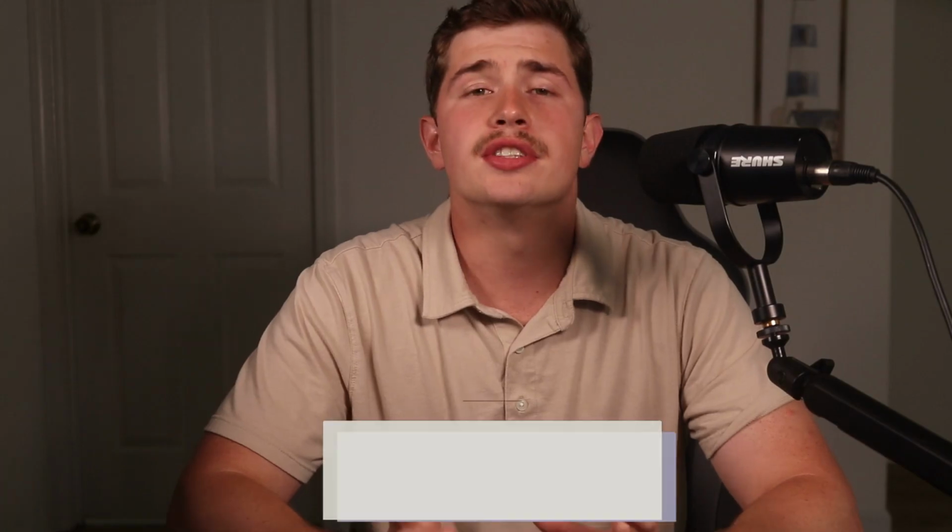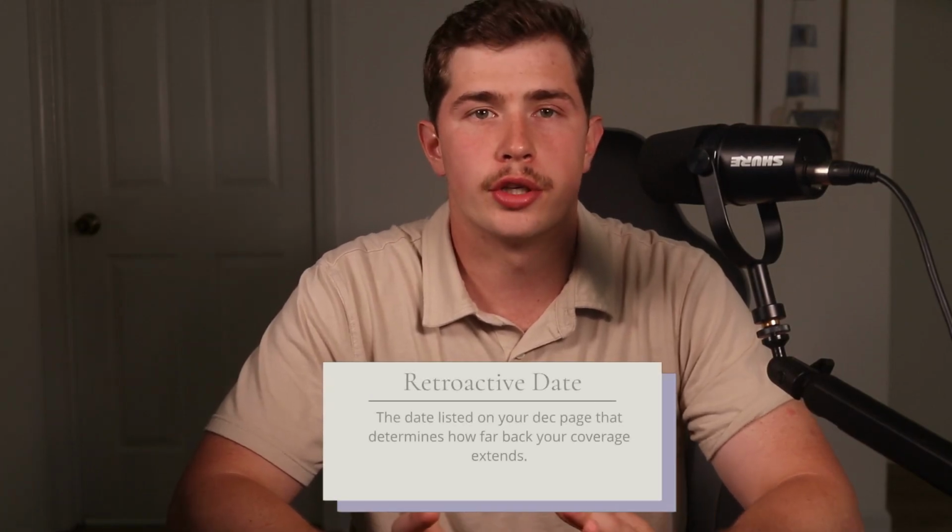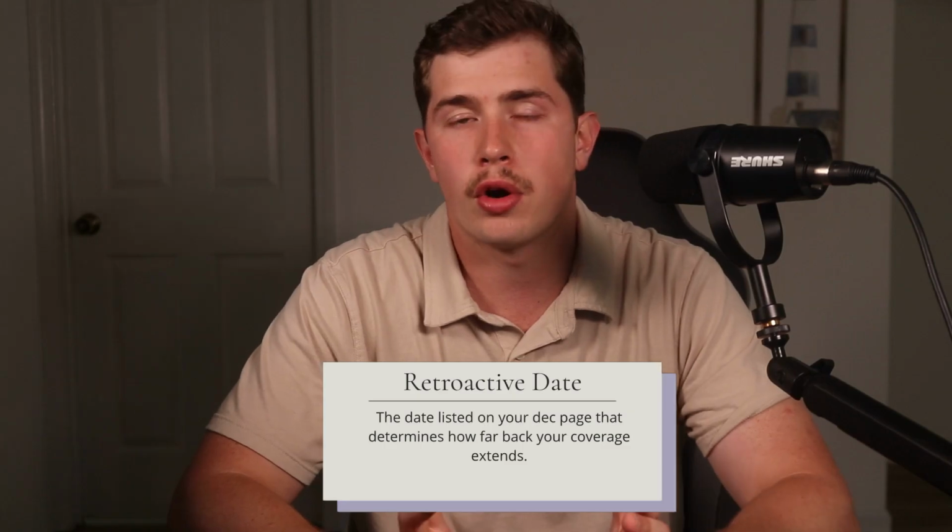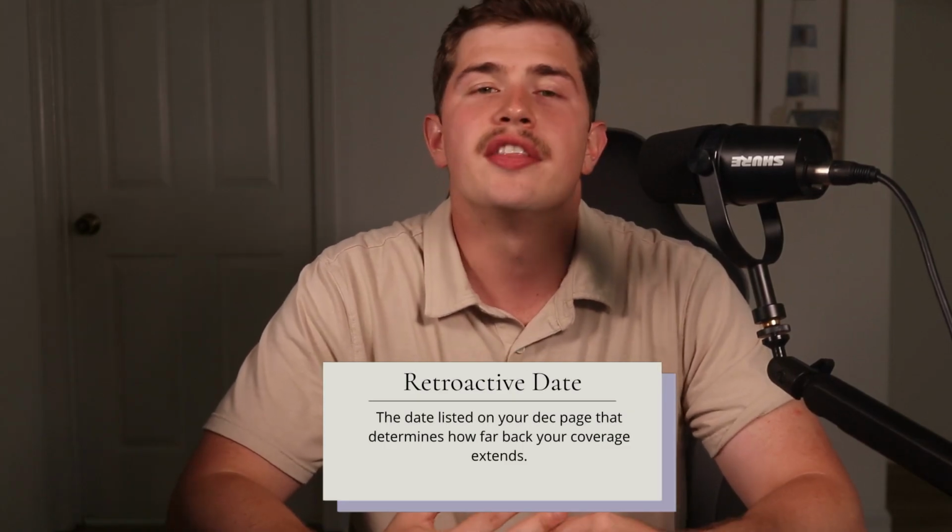So let's jump right in and start by exploring what a retroactive date is. A retroactive date, which you'll find exclusively on claims-made liability policies, is essentially the date listed on your declarations page that determines how far back your coverage extends. Think of it as your policy's memory. It covers claims from incidents that meet two conditions. They must have occurred on or after the retroactive date, and they need to be reported while the policy is active, or during what's known as an extended reporting period, often called a tail.